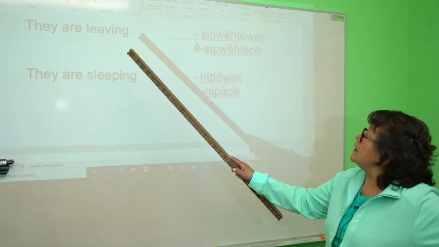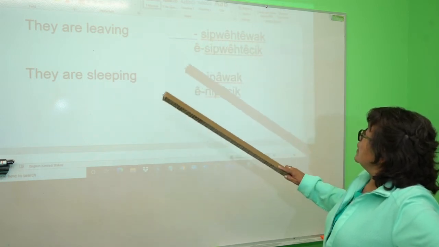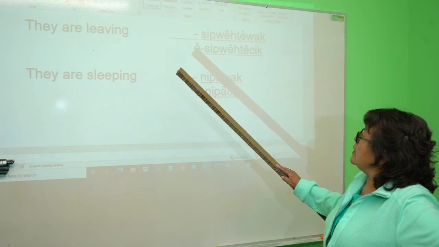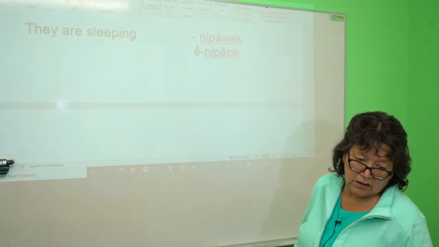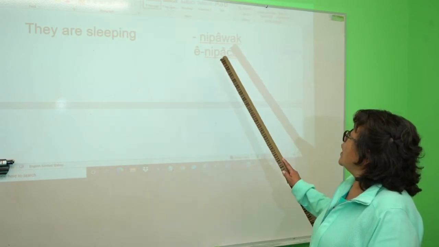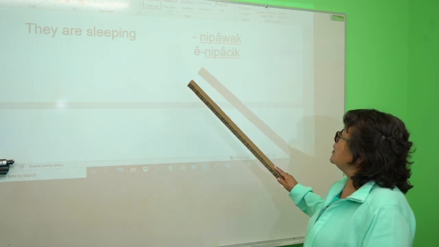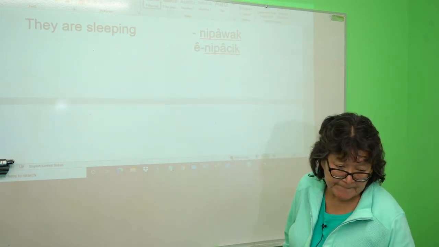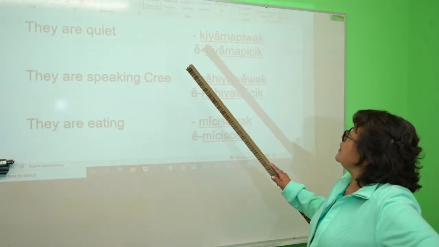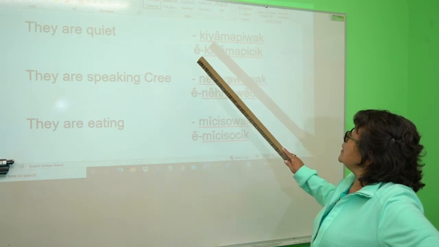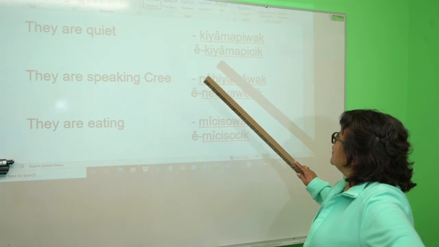They are leaving. Sipuehtewak, e sipuehtechik. They are sleeping. Nipawak, or e nipachik. They are quiet. Kiyamapiwak, or e kiyamapichik.